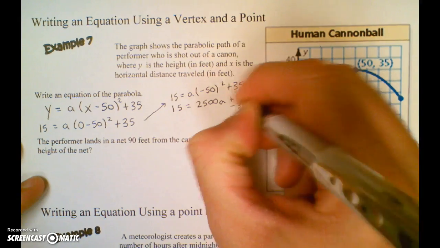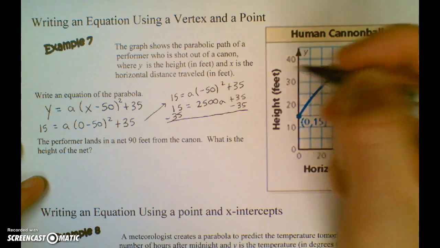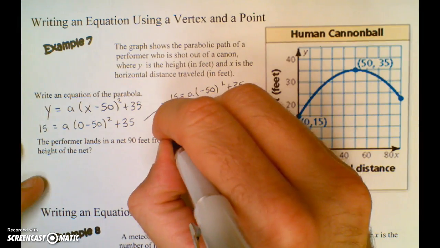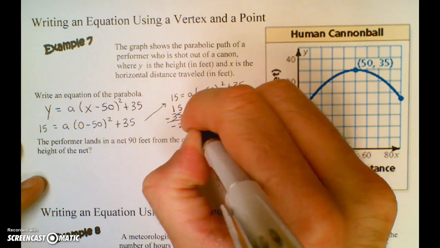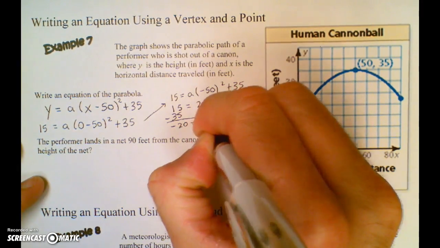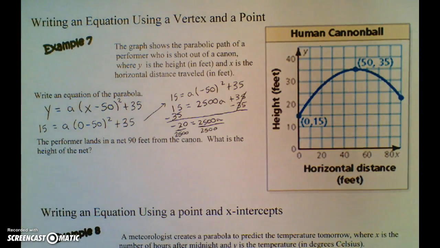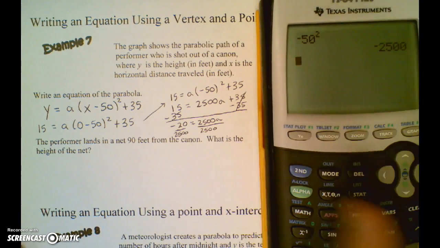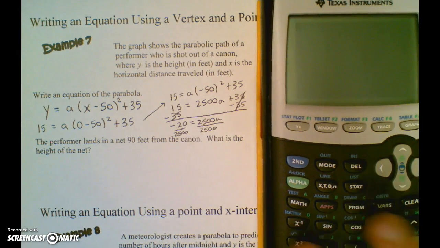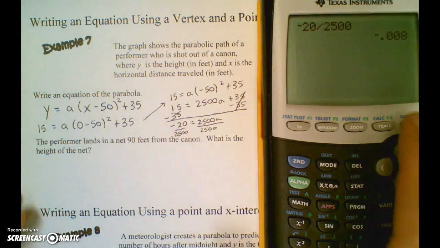Subtract 35 on both sides, and I get negative 20 equals 2500a. Divide by 2500. And you can see negative 20 divided by 2500, so I get negative 0.008.